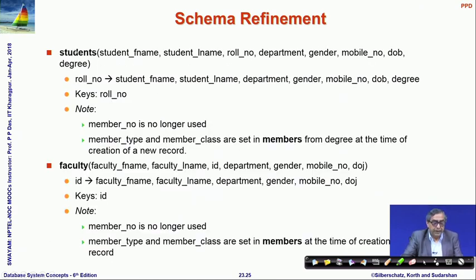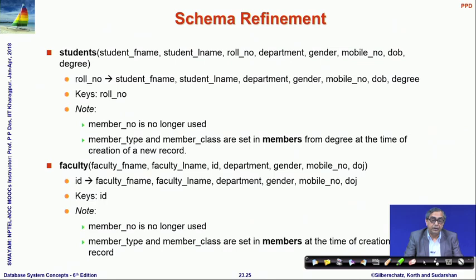Having done that, we again go back to the students and faculty, because now we do not need the member number in that anymore, because these will not directly be involved in the issue return, because all that you need is just the member number, which is already there in the members. So, now it is the roll number which determines everything. Member number is no longer used, and member type and member class, which we have assumed exist in the members, will have to be derived from the degree value at the time when a new record is created.